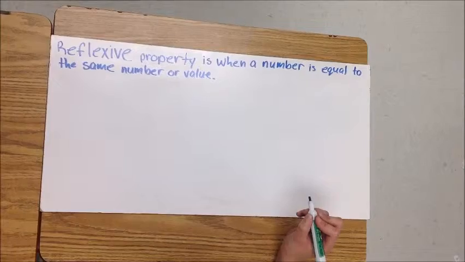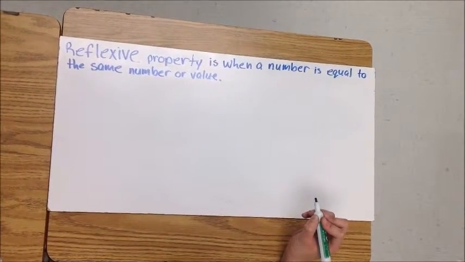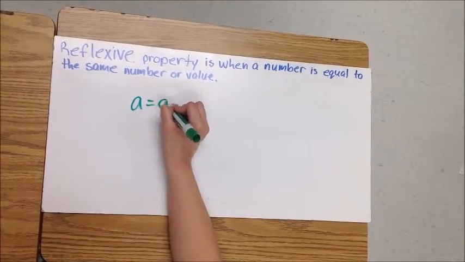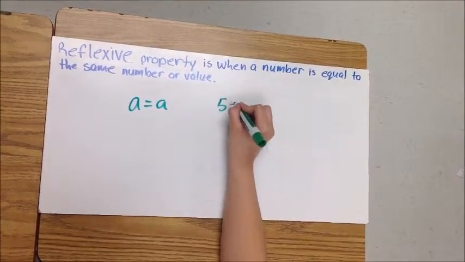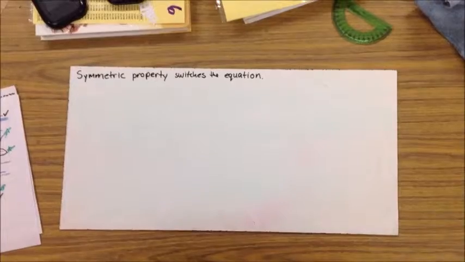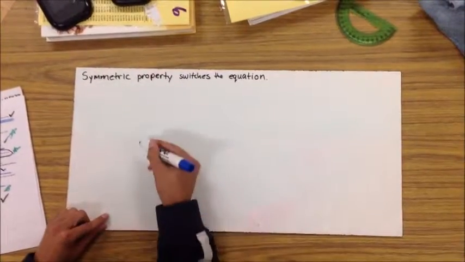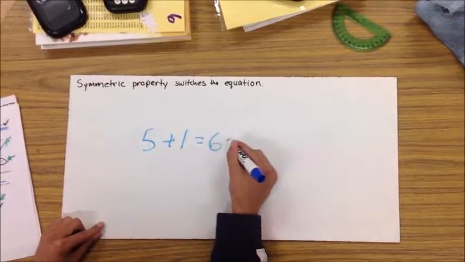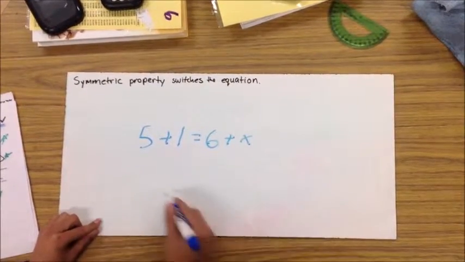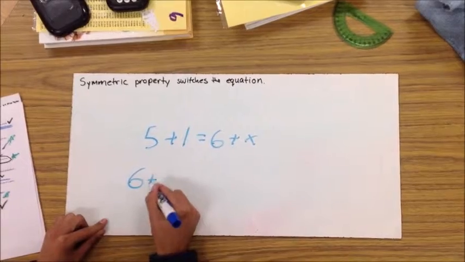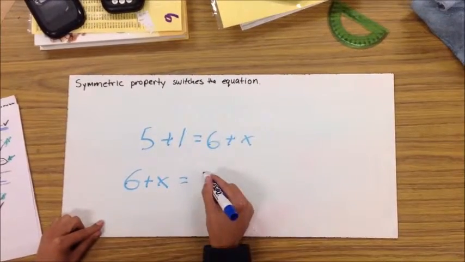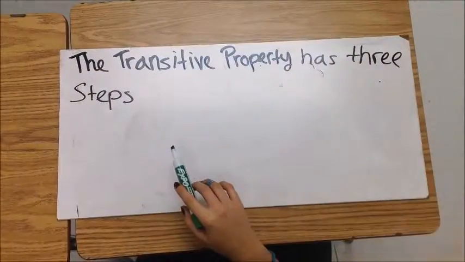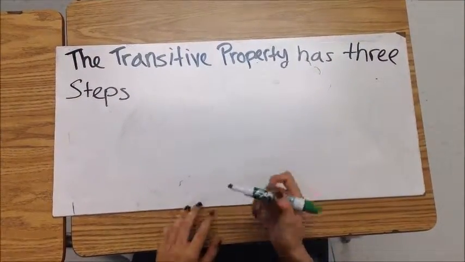The reflexive property is when a number is equal to the same number or value. So a equals a, 5 equals 5. The symmetric property just switches the equation. So all you do is move 6 plus x equals 5 plus 1. Same equation, just switched. And the transitive property has 3 steps.